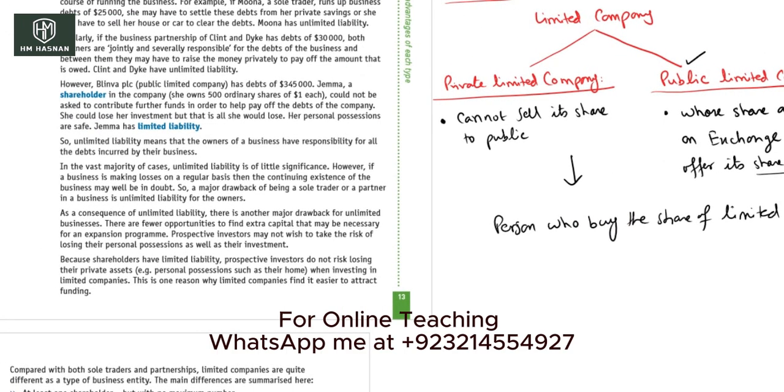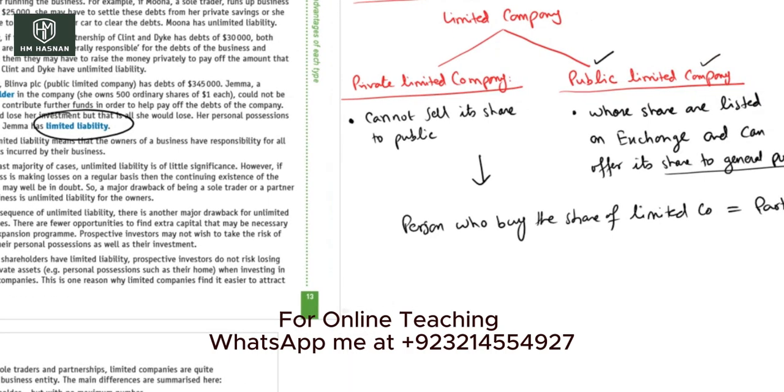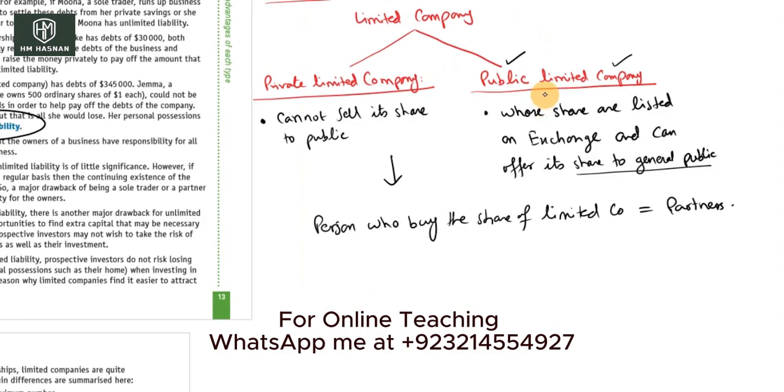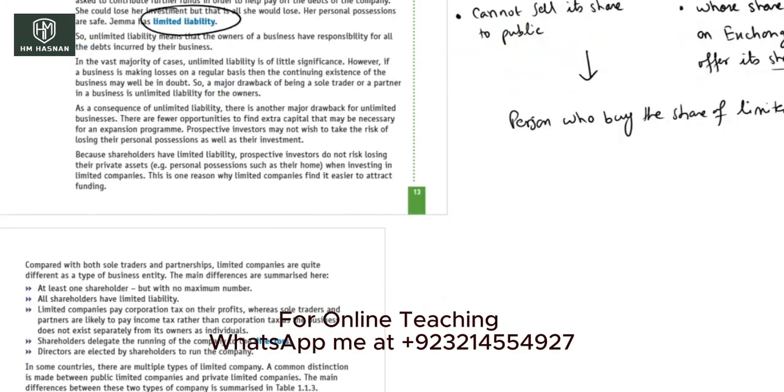Is the liability of a partner limited or unlimited? Here is the limited liability of the partner up to the capital invested in the business. The main advantage of a public company is that the liability of a partner is limited up to the capital invested in that particular business. Okay.